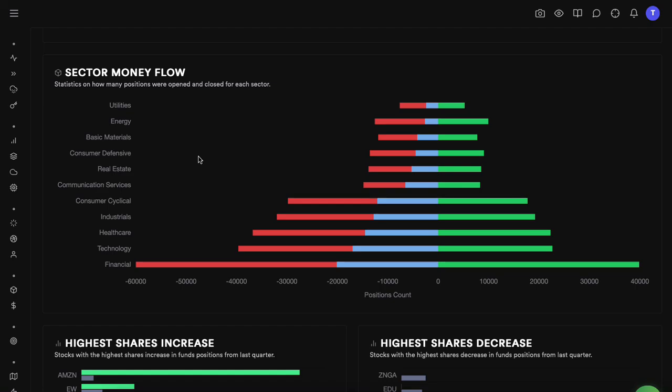Red is the negative flow, and again it's the positions that were exited. And then blue is, I think, just the net flow, which would be the delta between the positive and the negative. So we can see that utilities did not.